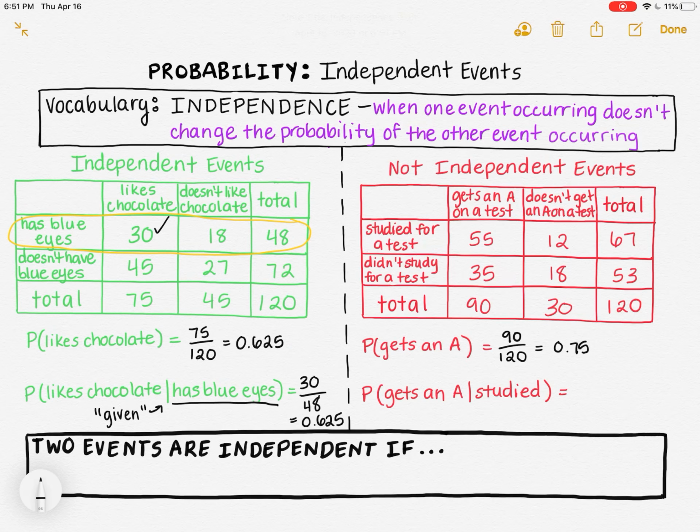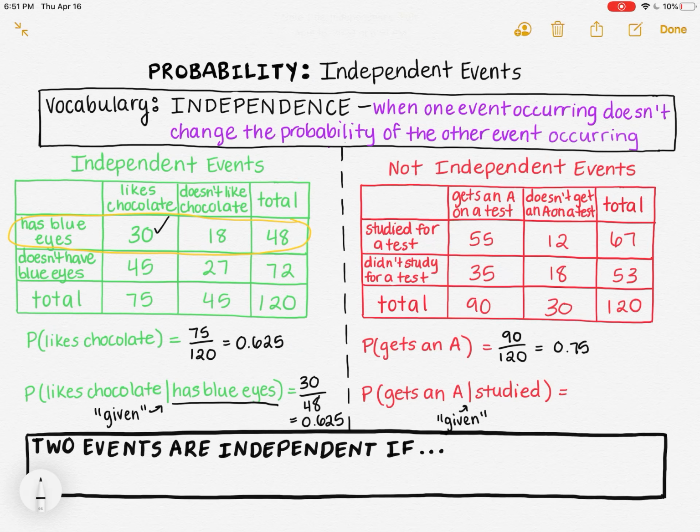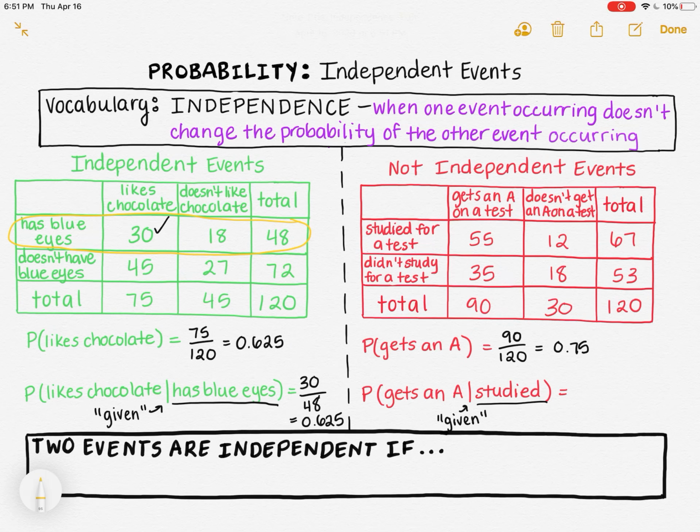Now, I have another conditional statement. Remember, this line tells us we're talking about a given statement. So I'm looking for the probability that somebody gets an A given that they studied. So my condition is I'm only looking at people who studied for the test. Once again, I can do my circle and check. So I'm going to circle the row of only people who studied for the test. The total number of people who studied for the test is 67.